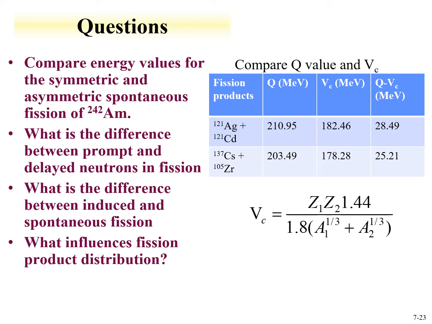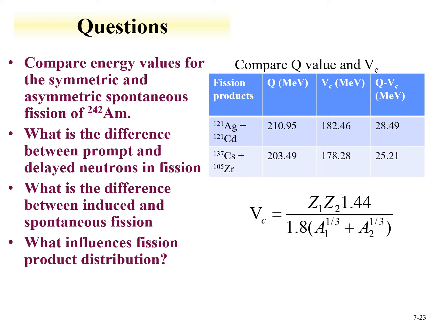The other thing we need to do is talk about the fission of americium-242 and evaluate symmetric and asymmetric. Symmetric means splitting in two, so 242 divided by 2 is 121. So we pick two isotopes with an A of 121. For this example, I've selected silver and cadmium 121. I've calculated the Q value through the Q value calculator here. It's a little over 200 MeV. The Coulomb barrier is 182 MeV, and the difference is 28 MeV. So that's enough energy to obviously overcome the Coulomb barrier.